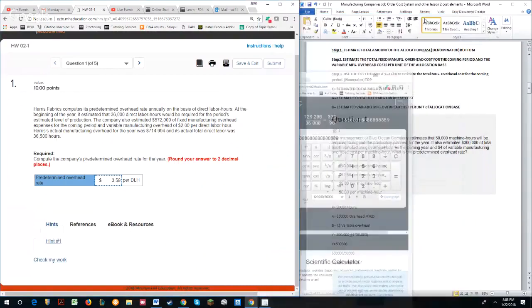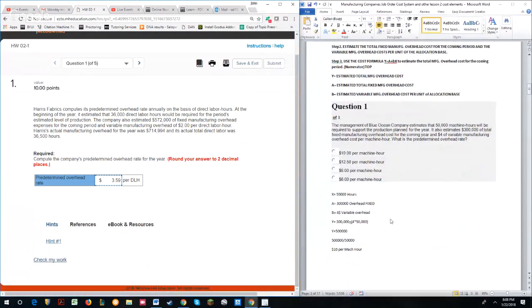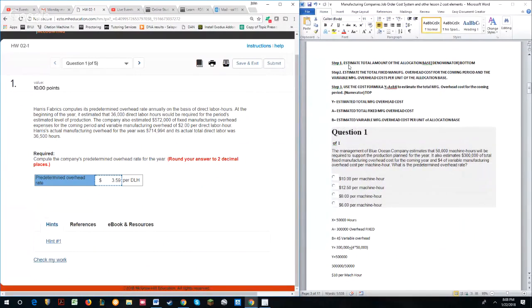It's hard for me to follow along exactly with what's going on. Sorry. No problem. So our estimated total amount of allocation base is always going to be our denominator. And our estimated total amount allocated is 36,000 direct labor hours, right? That number is already given, but we also need it to put into our formula. So we put that into our formula to get our Y, and our Y becomes the numerator. Then we just take our numerator divided by our denominator to get our rate per direct labor hour.